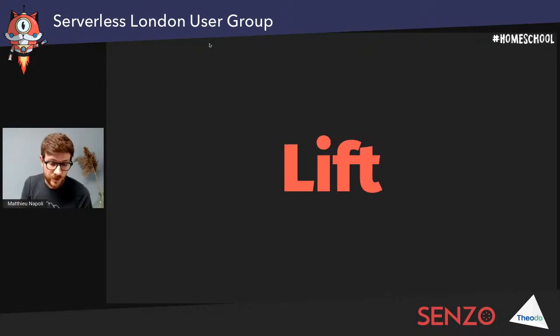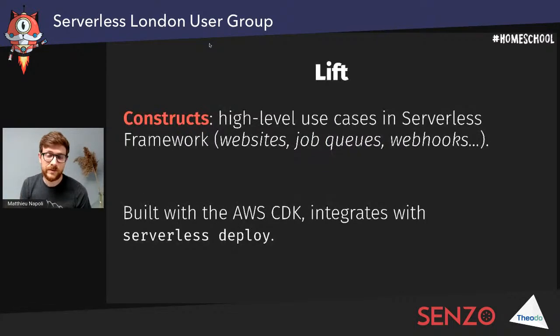Lift is an open source project that brings high-level use cases to the serverless framework. Those use cases are called constructs. And you may have heard of CDK constructs. Yes, we'll talk about that. I'm talking about use cases like building websites, deploying job queues, creating webhooks, real end-user use cases. Internally, Lift uses CDK constructs. So Lift integrates the AWS CDK inside the serverless framework.